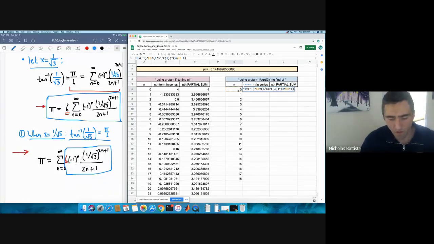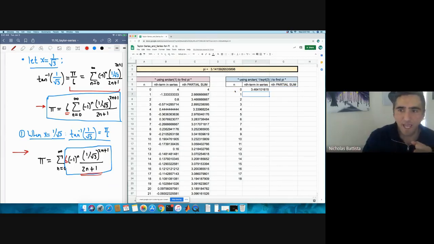And well, we're not done yet because we need to divide by 2n plus 1, that term in the denominator. So we have to divide, open parenthesis, 2 times the n counter, the value to the left, plus 1, and close parenthesis. Click enter. All right, we have some value for the 0th term. And this was a big equation we had to plug in here. Luckily, Excel, Google Sheets, good at patterns. Just highlight and drag.